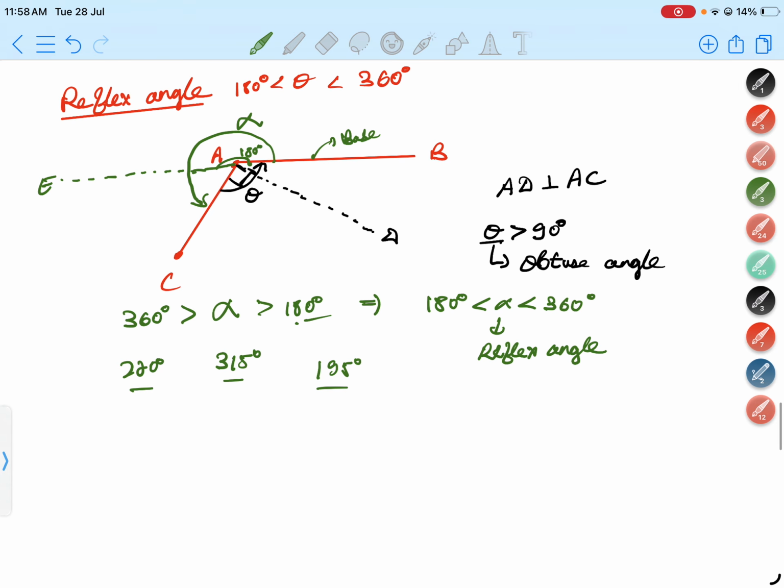So what is a reflex angle? That is angles which are greater than a straight angle 180 degree and lesser than whole angle 360 degree. So whole angles.